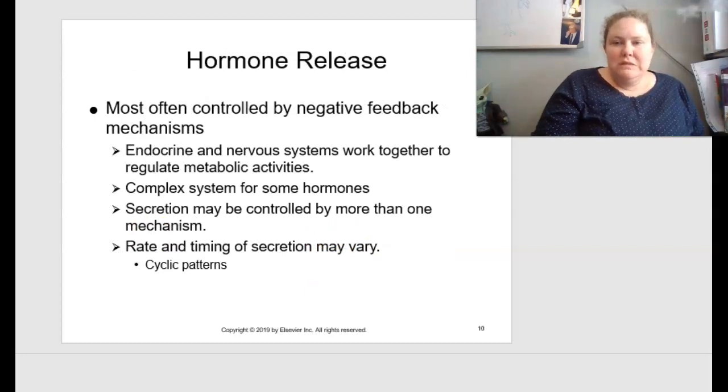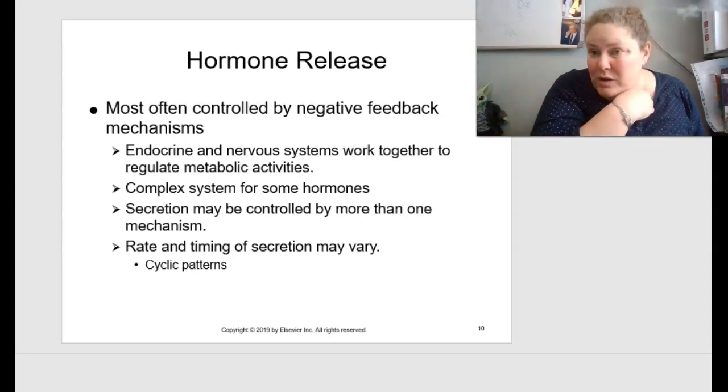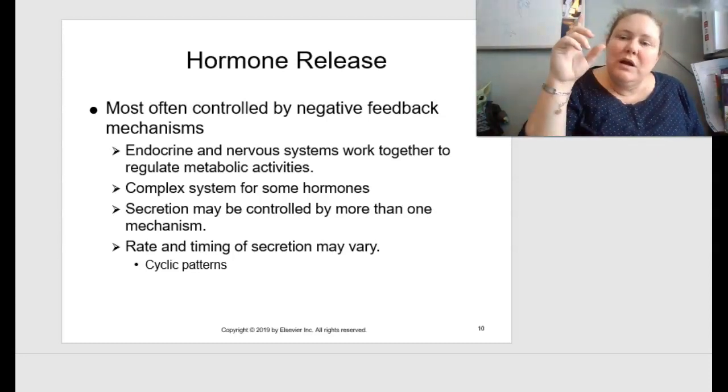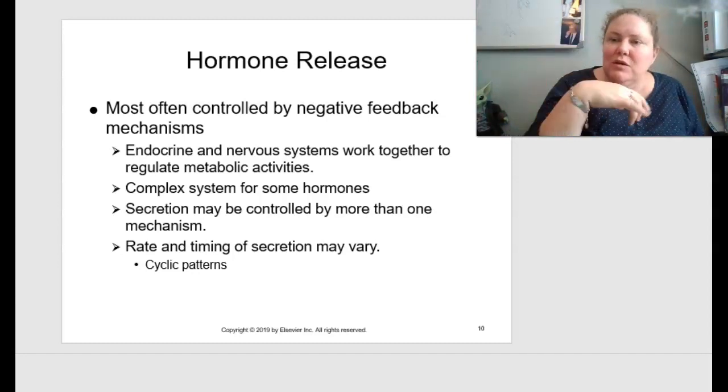So how are hormones released? Again, most of them are controlled by that negative feedback mechanism. This is where the endocrine and nervous systems work together to regulate those metabolic activities. This can be a very complex system for some hormones, and the secretion can be controlled by more than just one mechanism. This is where drawing flow charts and diagramming can really help you understand and learn what's going on.